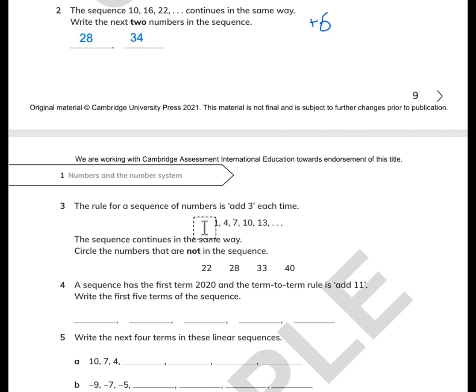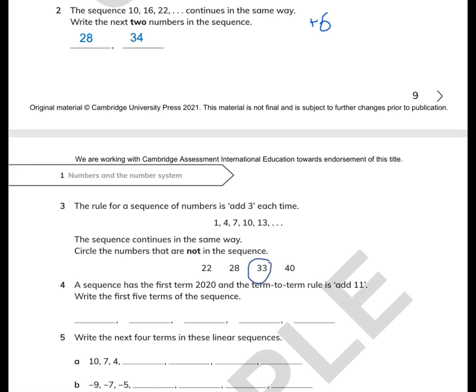The rule of a sequence of numbers is add 3. Now this is one more sequence where the term to term rule is plus 3 each time. The sequence continues in the same way. Circle the numbers that are not in the sequence. So after 13 we will have 16 and then 19, 22, 25, 28, 31, 34, but we will not have 33 in the sequence, so we will circle it. After 34 we will have 37 and then 40. So only 33 is the number that will not be in the sequence.